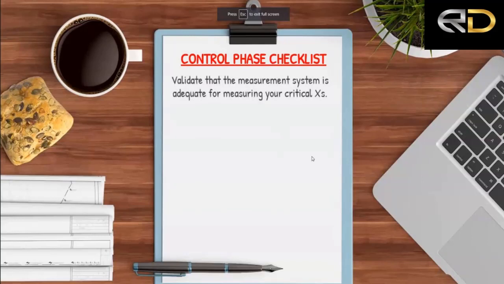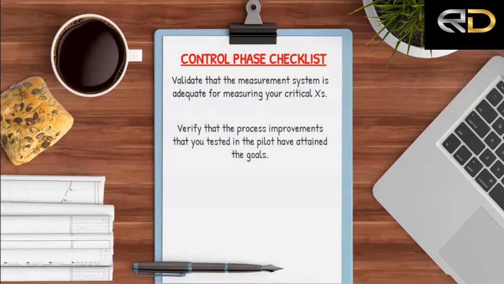So to conclude and wrap up this webinar, in the control phase, you have to validate that the measurement system is adequate for measuring your critical axis, because there should be a way for you to know whether or not the improvement ideas are working. The best way to do that is to keep a tab on the axis. Then you should also verify that the process improvements that you tested in the pilot have really attained their goals, okay? That means this is post-improvement capability. And then you hand off the process to the process owners.